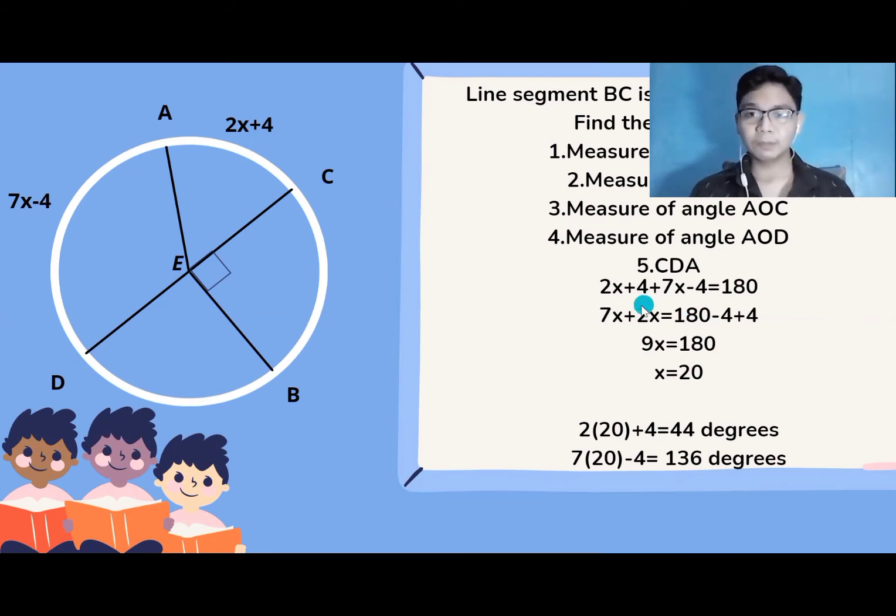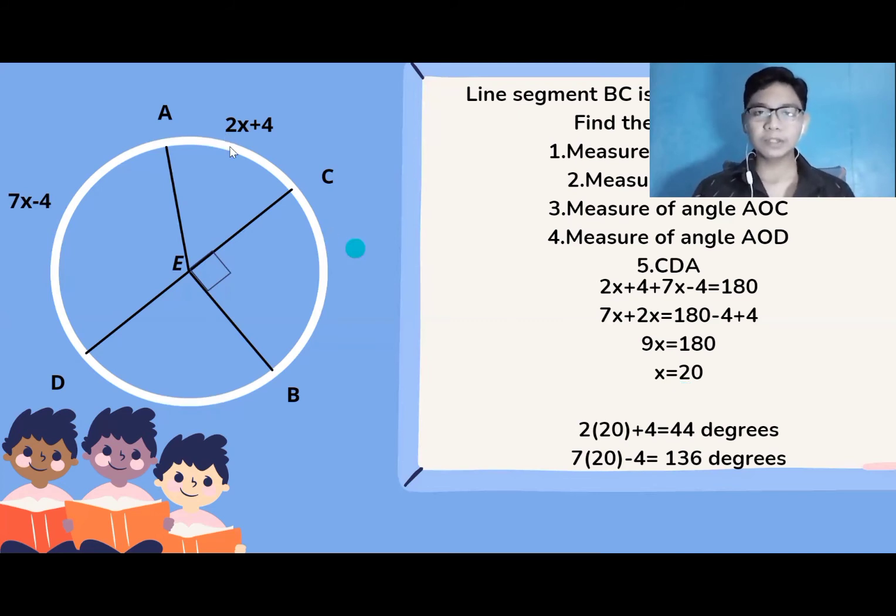Then transpose positive 4 and negative 4. They will change the sign, but it will not affect because they are already opposite signs. So it's 180 minus 4 plus 4. So if we simplify, 7x plus 2x is 9x, 180 minus 4 plus 4 is 180 as well. So we will divide both sides by 9 and we will get 20.